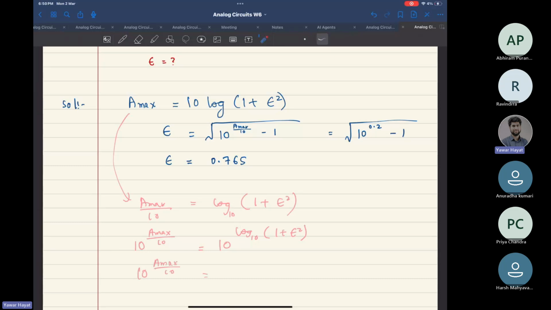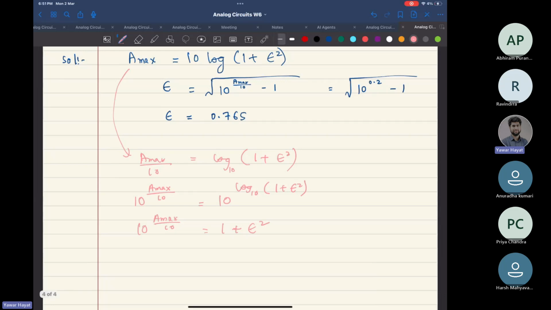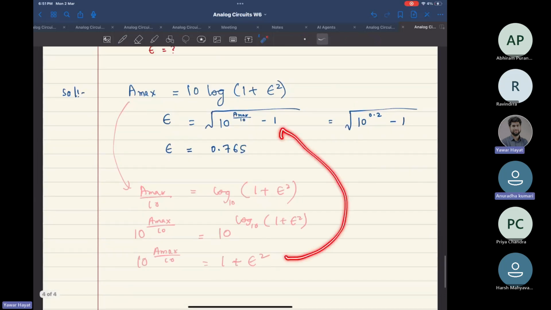What is this? Fundamentally, what is this first? Log of 1 plus epsilon square. This would be 1 plus x square, right? Because this is something that you raise to power 10, and you get this. You are actually raising 10 to the power of this, right? So this will be 1 plus x square. Now, is it clear how this would come? Yes, sir. Clear.